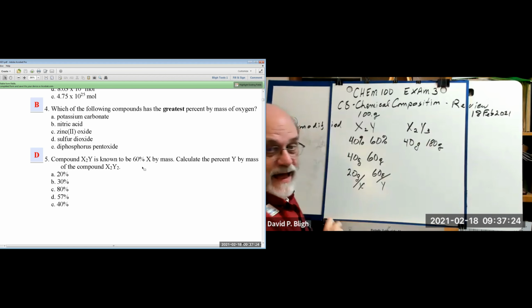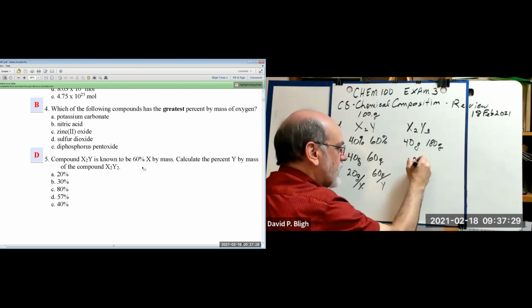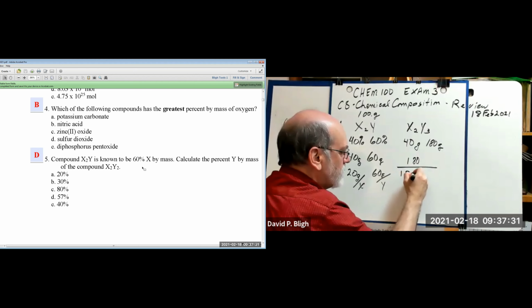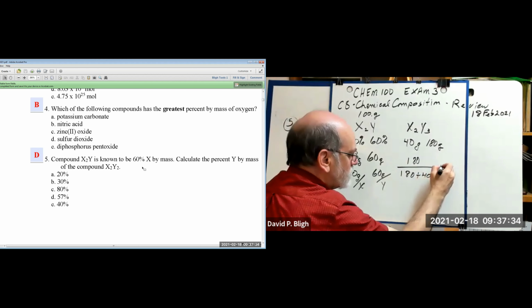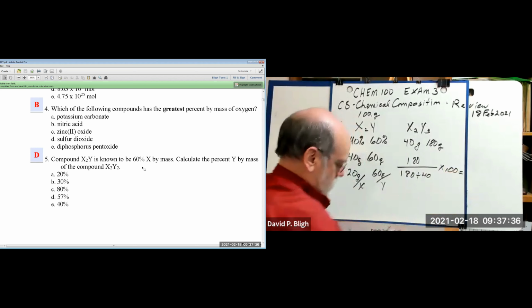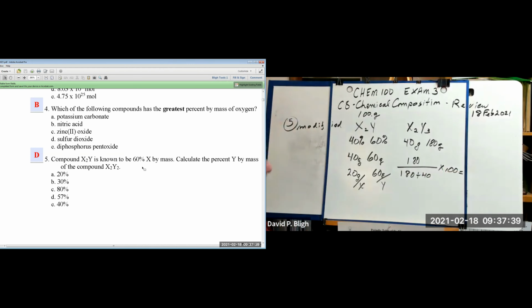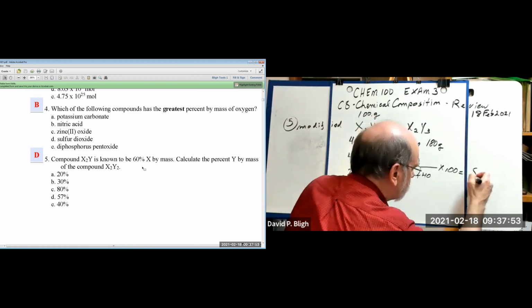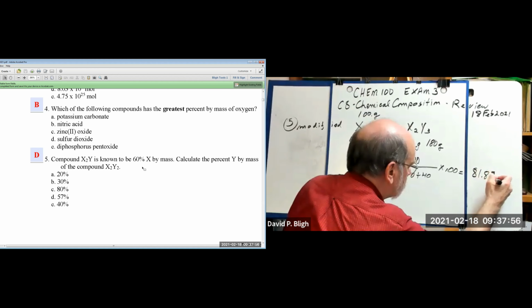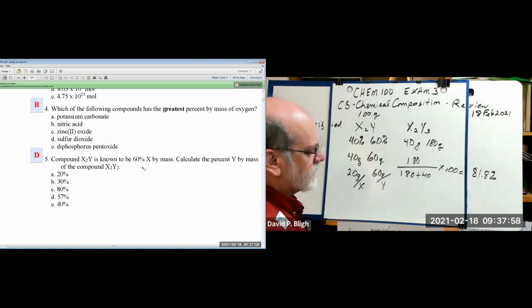Okay. Now, if the question is what's the percent by mass of Y, we just say 180 divided by 180 plus 40, times 100, and see what we get. I get 81.8%. And we've only got 2 significant figures, so it'd really be 82.